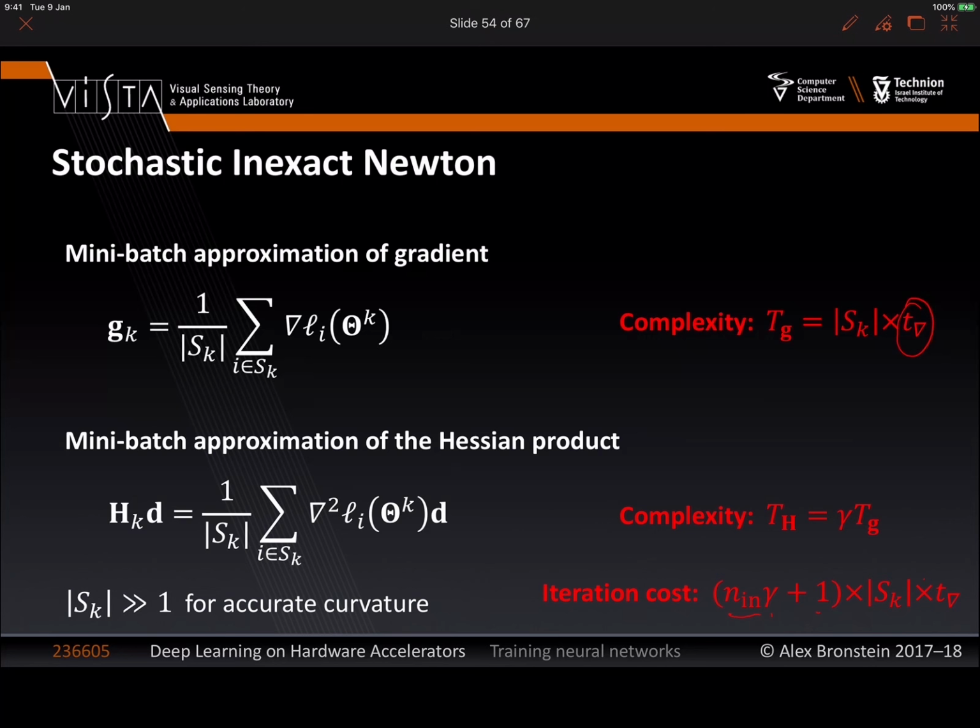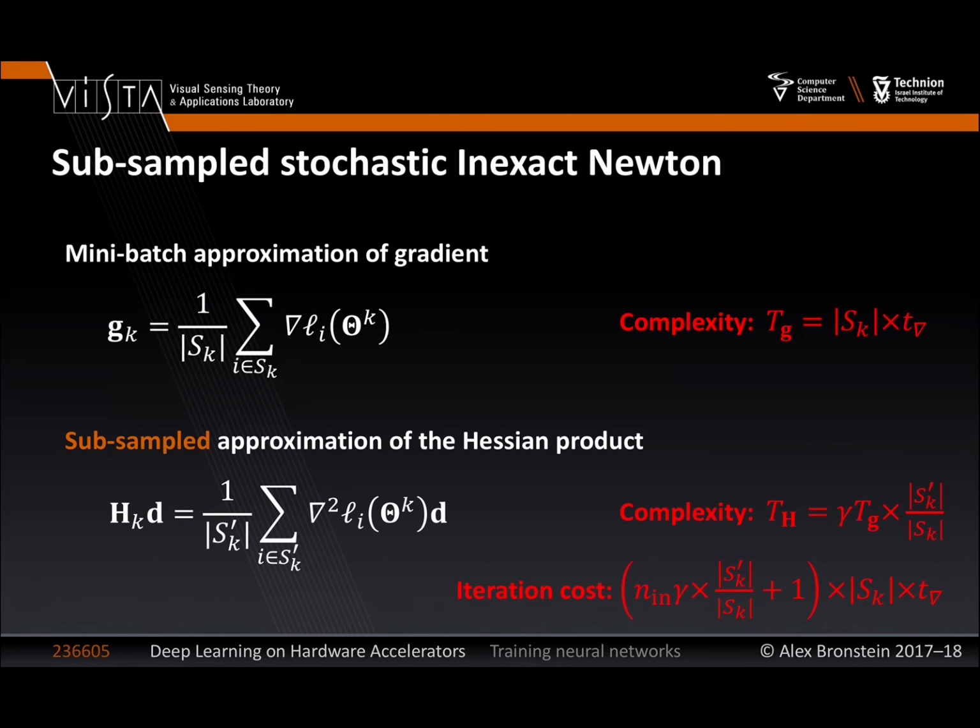Now what I can do is subsample this sample and evaluate the Hessian product on a smaller set, which is conditionally independent of the bigger set, in order not to bias my estimates. And then I will have this factor S prime k, which is the subsampled mini batch, over the size of Sk, popping up here. So of course this iteration is still costlier than the regular mini batch stochastic gradient, but I might need a smaller number of iterations to converge.